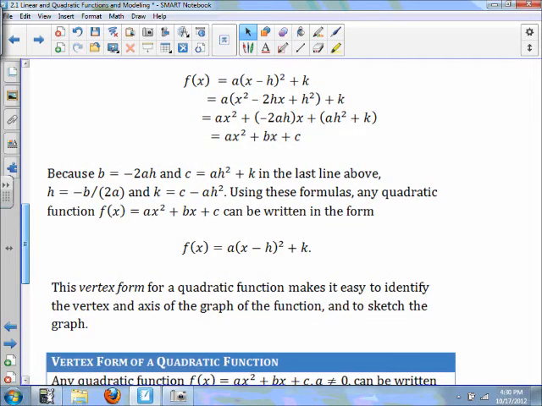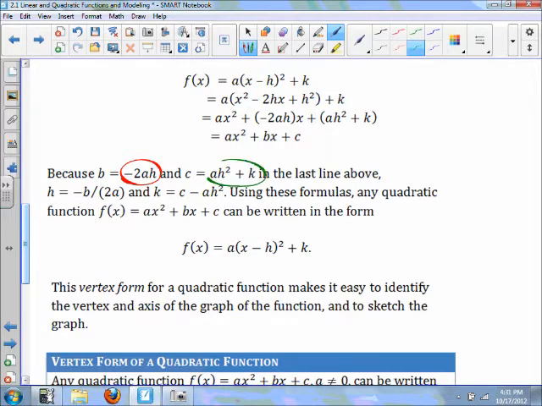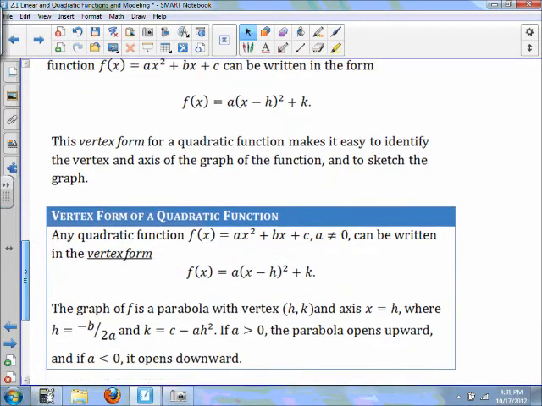Which means if we had to solve for h, which would be the x-coordinate of the vertex, h will be negative b over 2a. We can see that right here. Solve that for h, you get negative b over 2a. And then k will be c minus ah squared. Now, using those formulas, any quadratic function can be written in the form a times (x minus h) squared plus k. Again, it's called the vertex form.